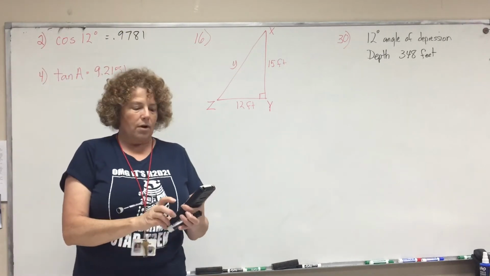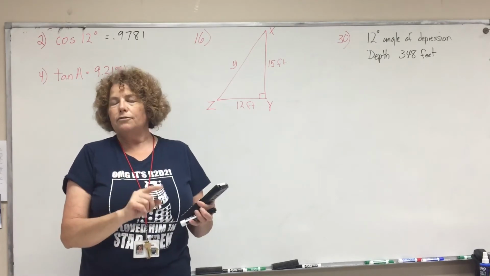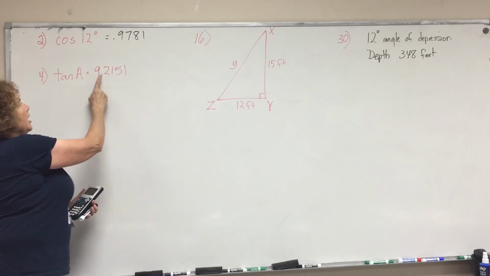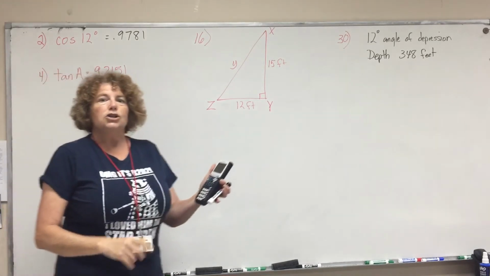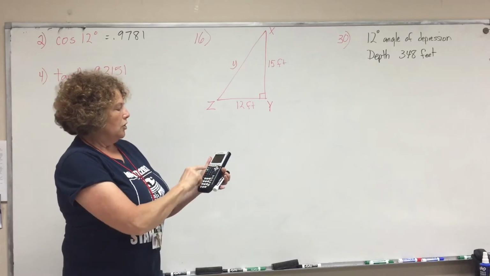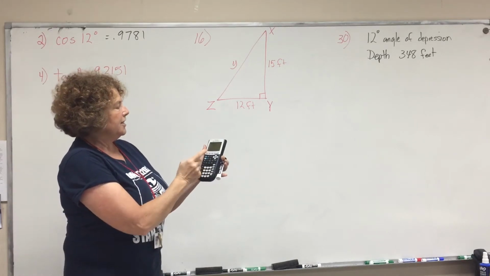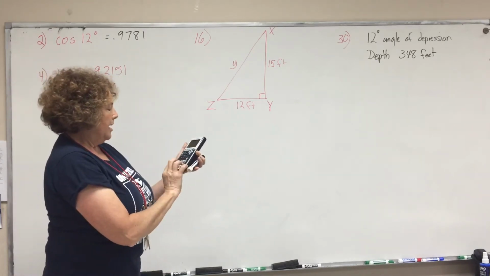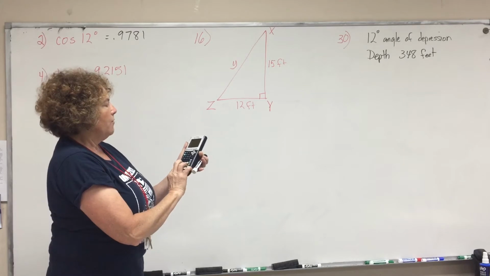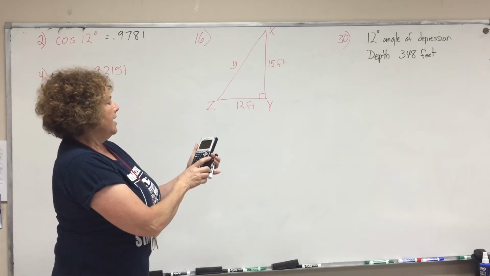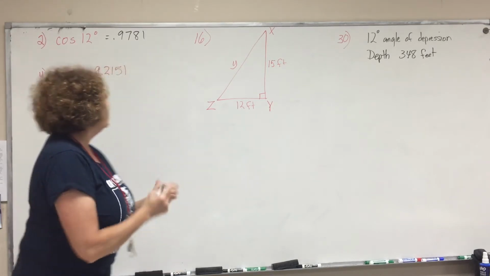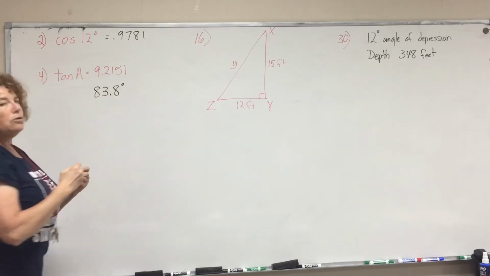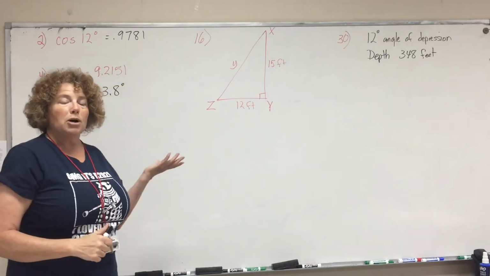Now, if you're looking for an angle, for example, it says tangent of angle A is 9.2151. So if you're looking for an angle, you have to go second tangent, it'll come up tan to the -1, and then punch in 9.2151, and this will give you the angle, and this is 83.8 degrees. So we will be using both of these functions to find the missing parts of triangles.